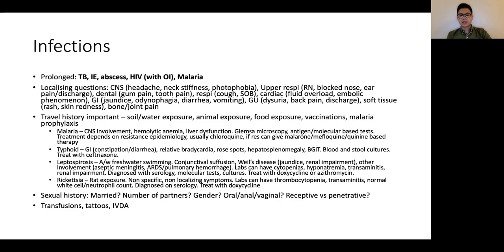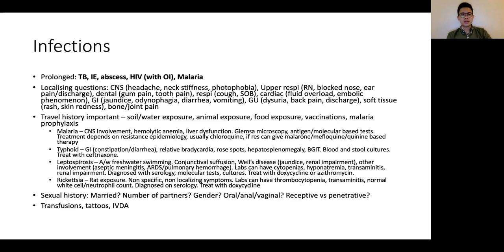For leptospirosis, the common risk factor is freshwater swimming exposure. Commonly, patients may get a conjunctival suffusion and redness, and in a fulminant form, Weil's disease, there can be hepatic and renal involvement. Biochemically, there can be associated cytopenias, hyponatremia, transaminitis, and renal impairment. And treatment is usually with either doxycycline or azithromycin.